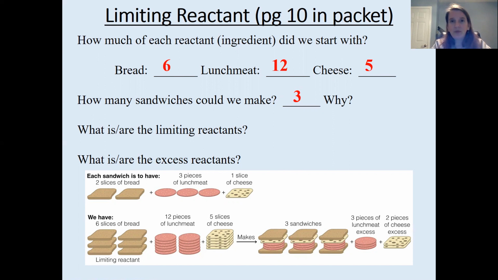Why can we only make 3? Well, because we only have enough bread to make 3 sandwiches. Once we run out of bread, there's no more sandwiches. So that means we have run out of bread. That is our limiting reactant. That is going to determine how many sandwiches we can actually make. That means we have leftover lunch meat and leftover cheese. Those are called excess reactants because we have some in excess, okay?